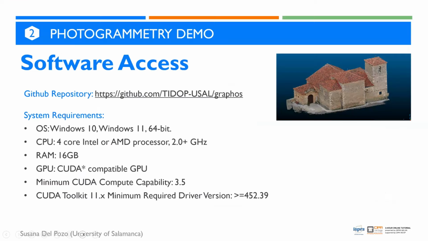Regarding the operating system and the system requirements in general, GRAPHOS is compatible with Windows 10 and 11, both 64-bit versions. Regarding the CPU, we recommend a 4-core Intel or AMD processor with a clock speed of 2.0 gigahertz or higher. This will ensure that the software can efficiently process complex tasks, okay? Regarding random access memory, a minimum of 16 gigabytes of RAM.